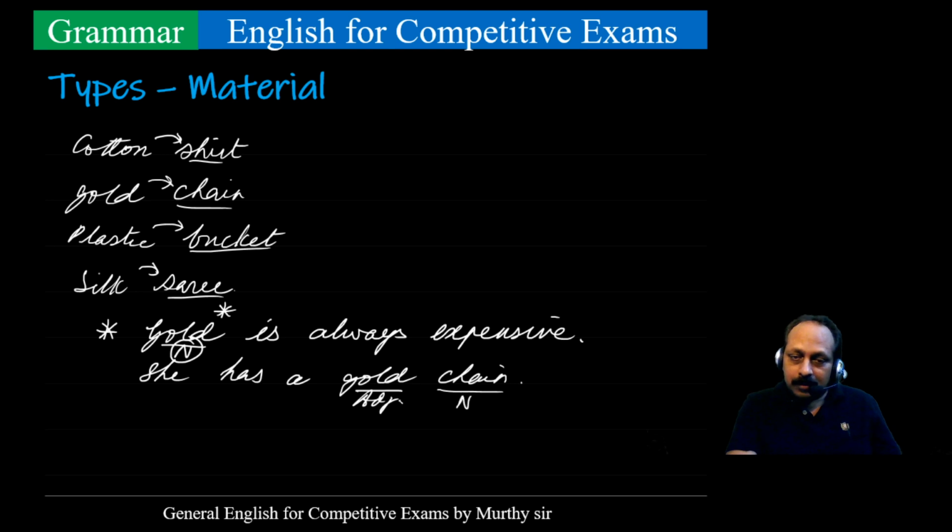Chain is a noun. In the second sentence, the word gold, what is it doing? It is describing chain, which is a noun. Because it is describing a noun, the same word changes to an adjective. Because what is an adjective? It is a describing word. What does it describe? It describes a noun.